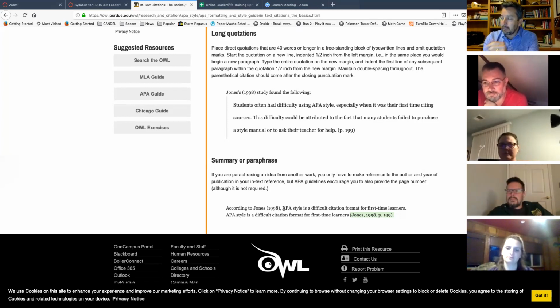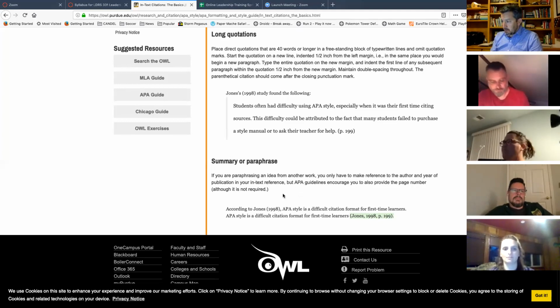I like the page number on the back end just because if they really want to find that, if it's a huge book, instead of going through the entire book, they know exactly which page number in the book to go to, right? So I do prefer that, just as this person does. But it's not required.